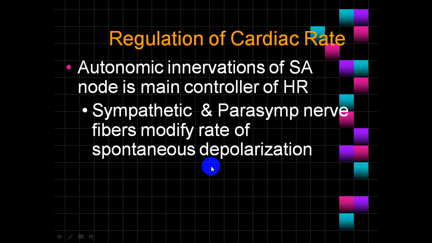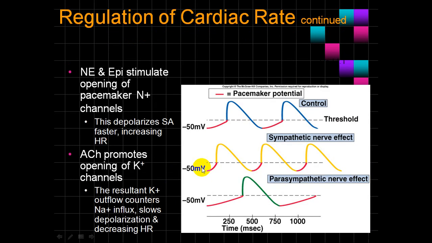Autonomic innervation of the SA node is the main controller of heart rate, while it spontaneously discharges and generates the heart rate. Sympathetic and parasympathetic nerve fibers modify the rate of spontaneous depolarization. We will see what that means. Norepinephrine and epinephrine, noradrenaline and adrenaline, stimulate opening of the pacemaker sodium channel, as we said, the fast sodium channel. This will make it more rapid.